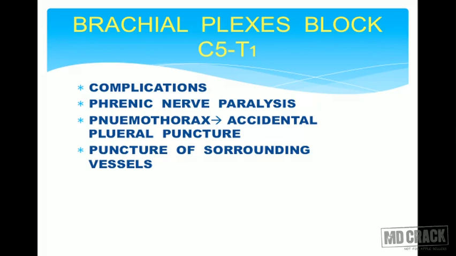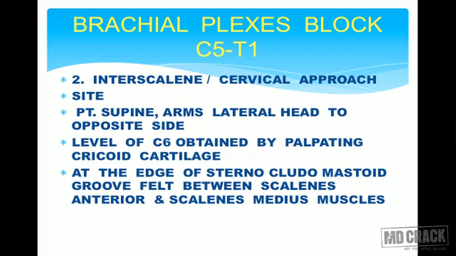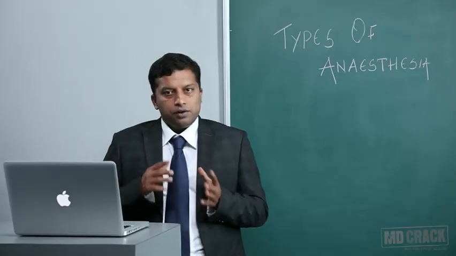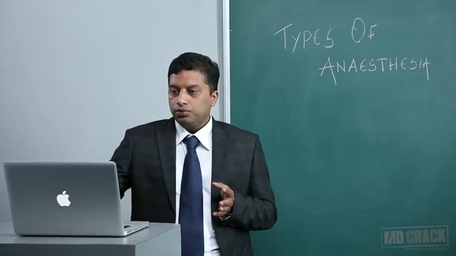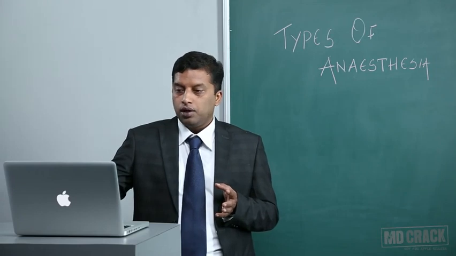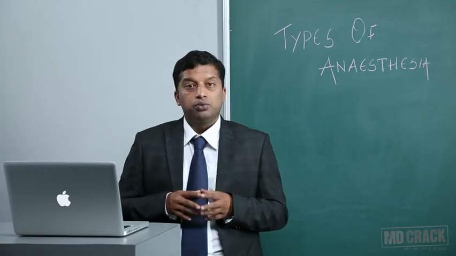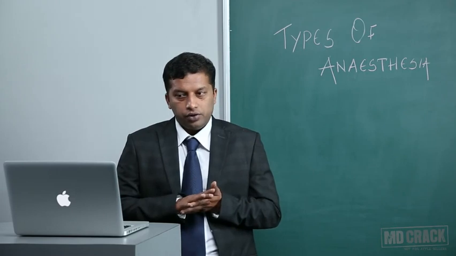Accidental pleural puncture and puncture of any of the surrounding vessels can occur, because you are approaching from the neck and the neck is surrounded by major vessels: external jugular vein, carotids, internal jugular vein. Accidentally, if you rupture any of these vessels, this can be catastrophic. So this is the first approach by which you can achieve brachial plexus block. This is the supraclavicular approach.